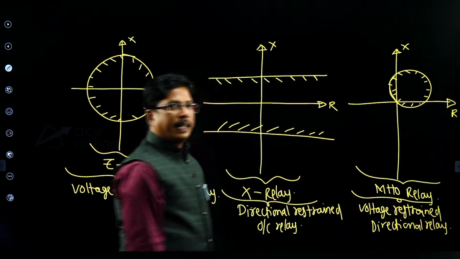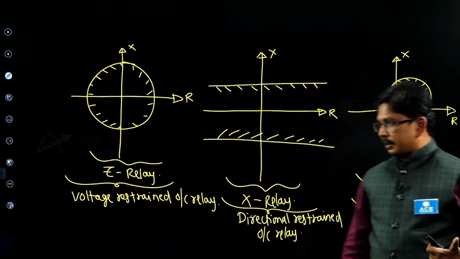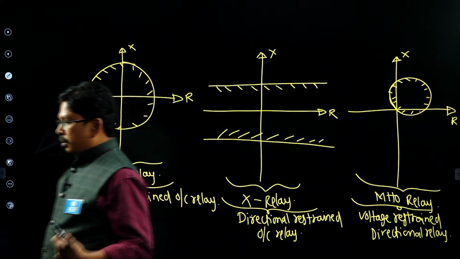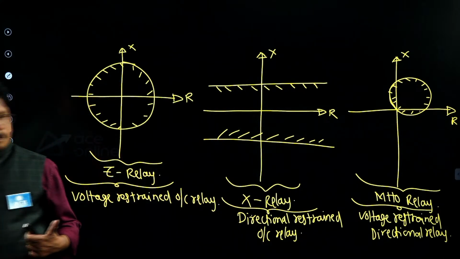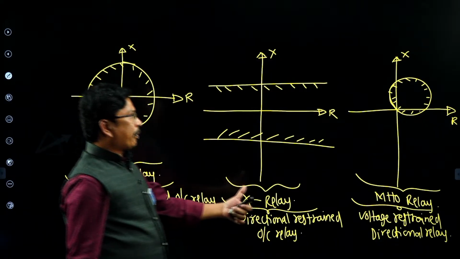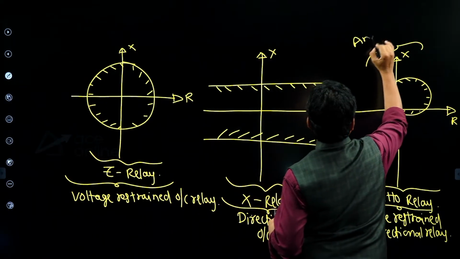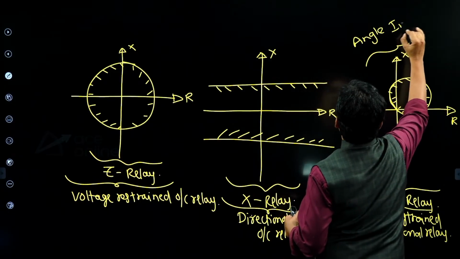So names also they will ask the questions, students. With respect to the names also they will ask the questions. Please go through the different names, right? Mho relay is also called angle impedance relay.